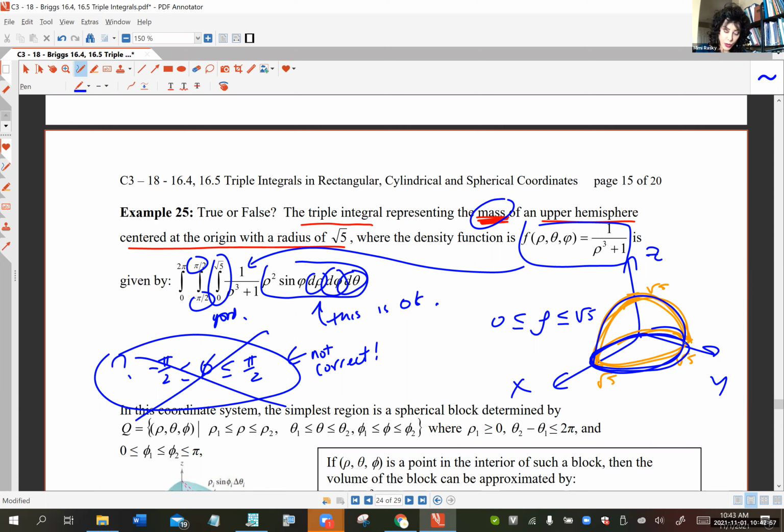Now, the theta, I claim, is correct. Because if you look at what's going on in the xy plane, in other words, the projection of this hemisphere onto the xy plane, you'll get a circle centered at the origin of radius square root of 5. And then it does look like theta is going all the way around between 0 and 2 pi. So it looks like the phi is not so good. So the answer here is going to be false, because they have the incorrect limits for phi.